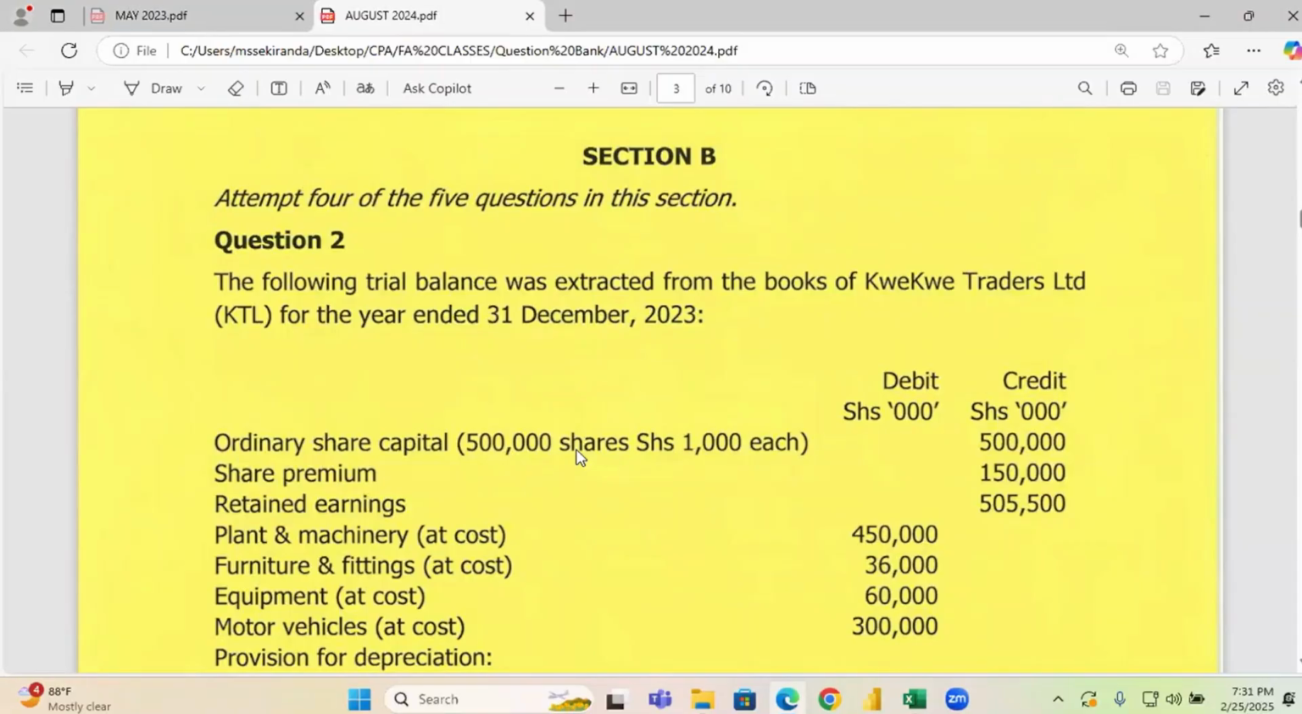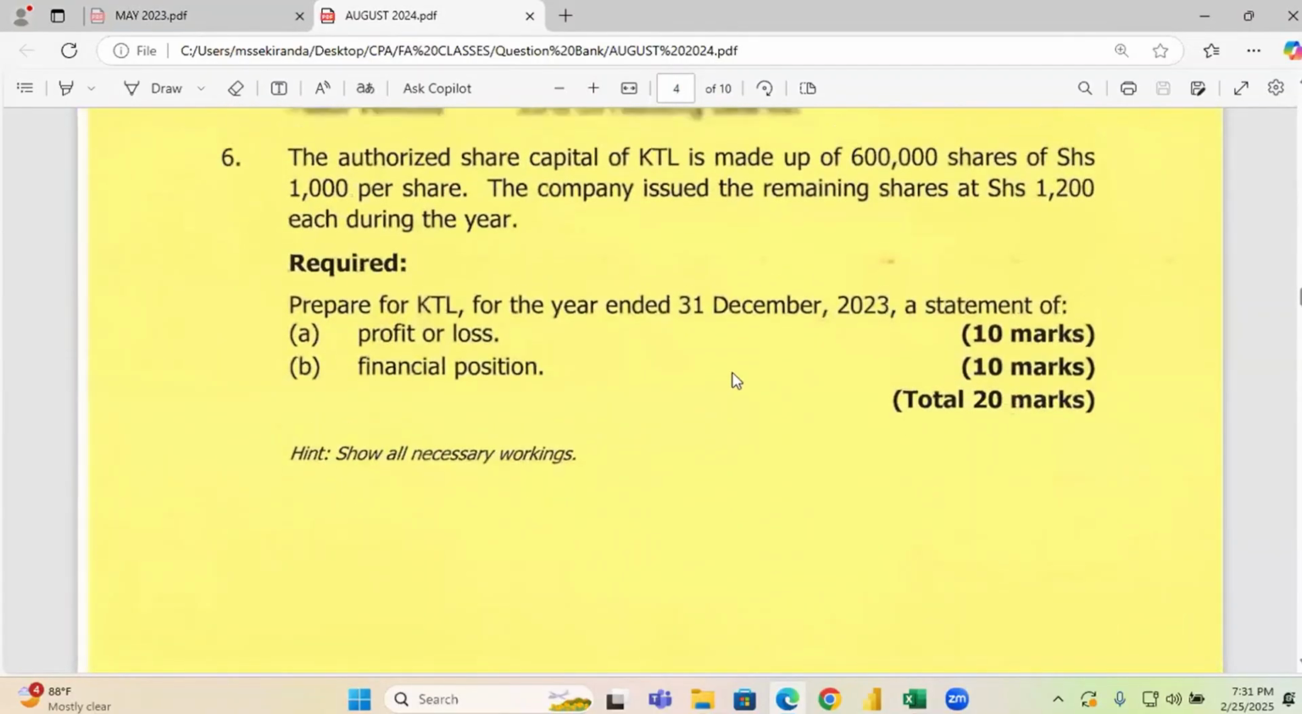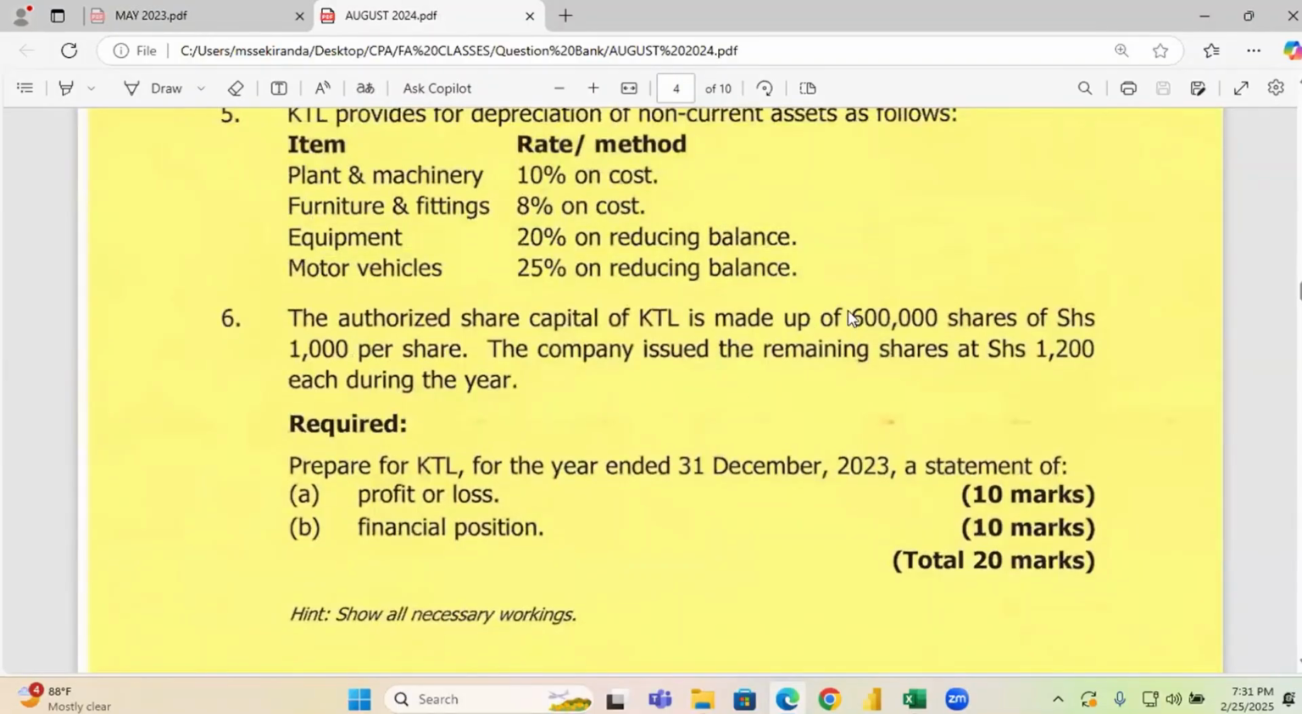So what KTL did, they first issued 500,000 shares, and then they have a remainder of 100,000. Because when you compare 500,000 to 600,000, it means they had not issued a balance of 100,000. And they are telling us it was later on issued. They issued the remaining at 1,200.